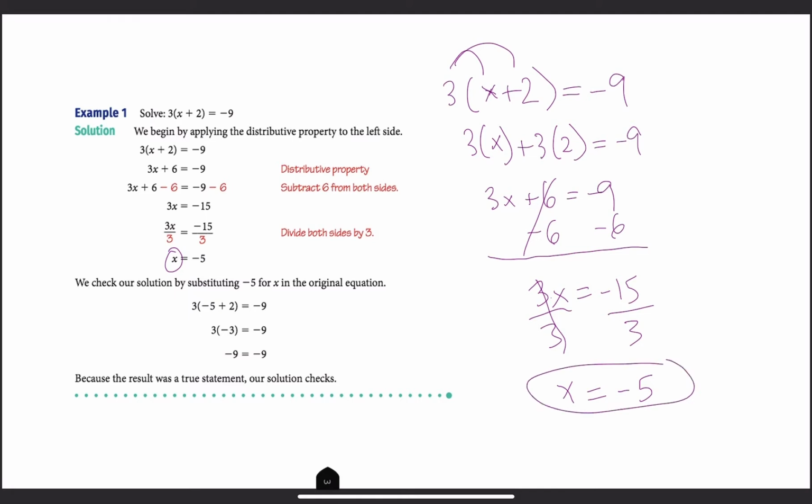If I'm not sure about this, I can take it up here and I can check it. Negative 5 plus 2 is negative 3 times 3 is negative 9. Yep, checks out.